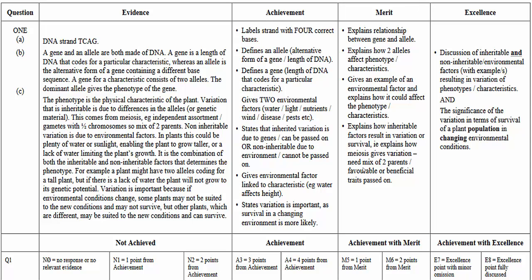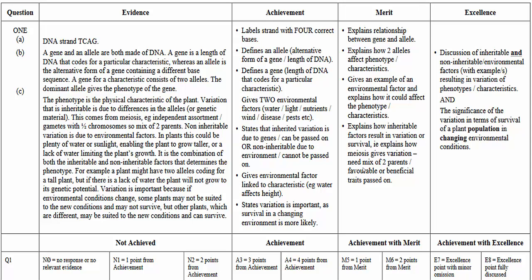Moving on to the merit column, just for question 1C, you needed to give an example of an environmental factor and explain how it could affect the phenotype. So you needed to be using a keyword there to gain the merit mark. The second merit bullet point for question 1C is to explain how inheritable factors result in variation or survival. So you need to talk about meiosis, the mix of 2 parents, and how favourable traits are being passed on. So that's a natural selection point there.